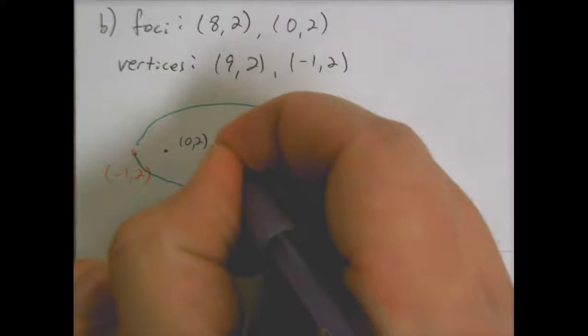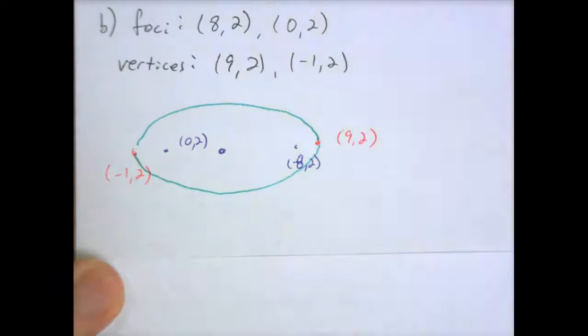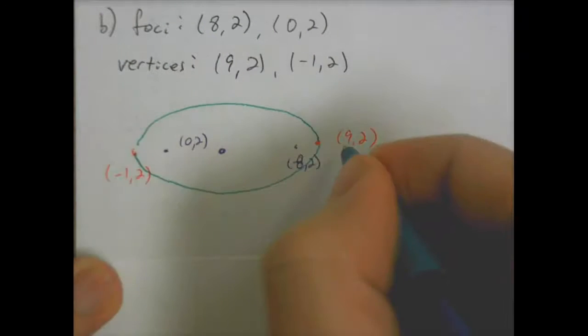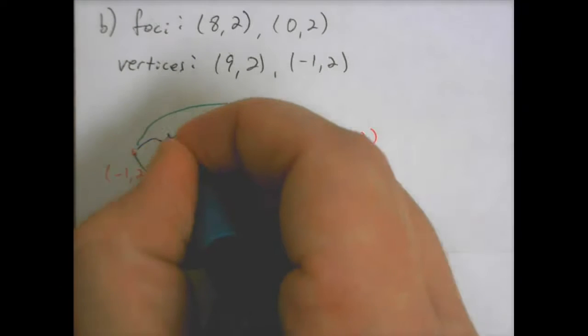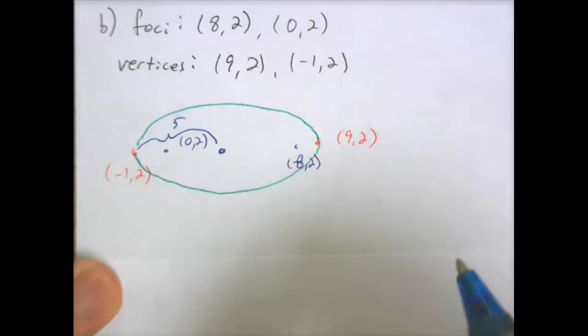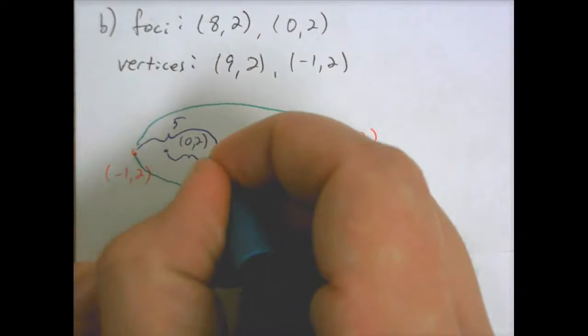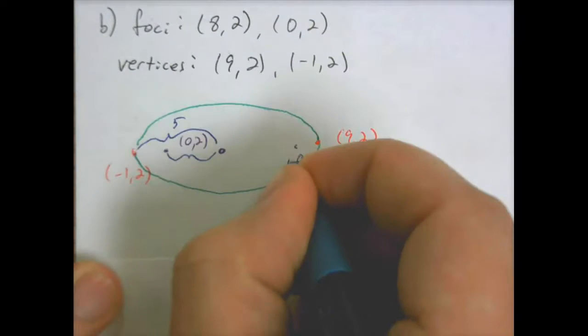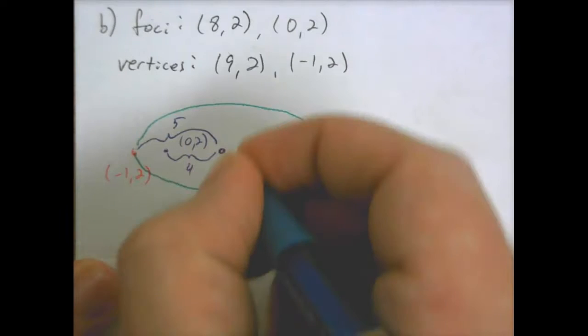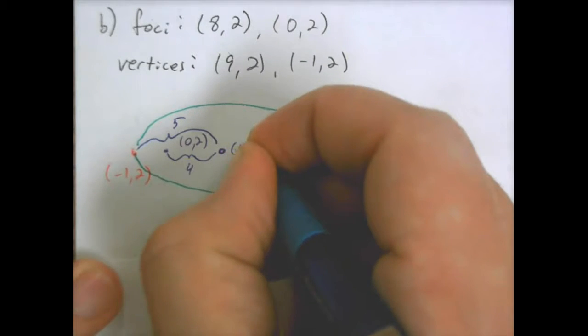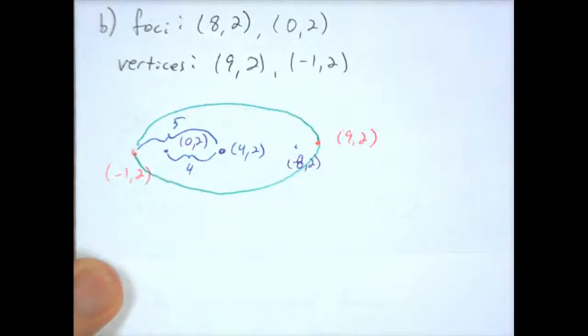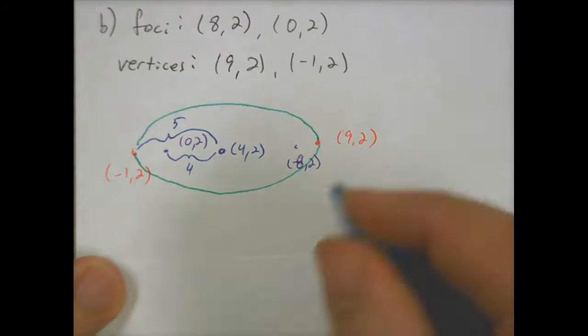And I can find the major axis length because I know my center is somewhere in the middle. If it went from negative 1 to 9, the major axis length should be 5 units long. My foci, it looks like, are 8 units total, so 4 units apart. So I can say that my center should be 4, 2 here. And I can use everything else to figure out the equation.